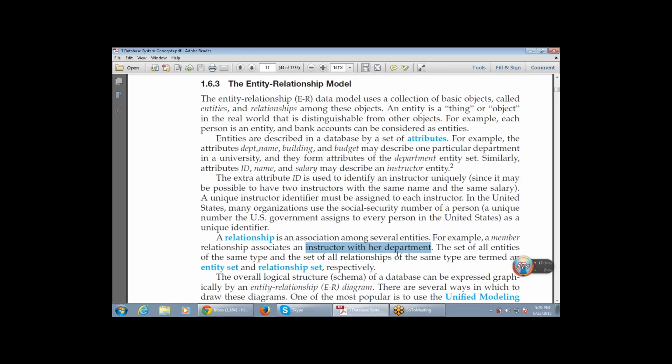For example, take a university database design. Whenever a database is designed for a university, the lecturers and teachers are known as entities. An entity is a thing or an object that is differentiable from the others. For example, a person is an entity, and a bank account is an entity. For example, the attributes department name, building, and budget may describe one particular department in your university.